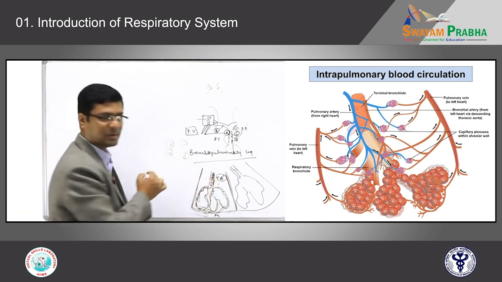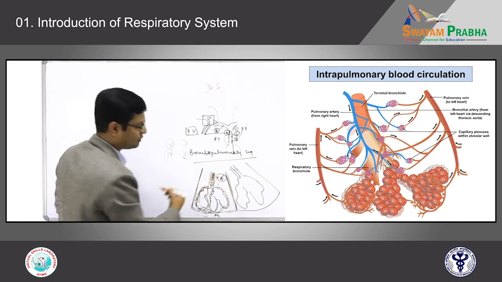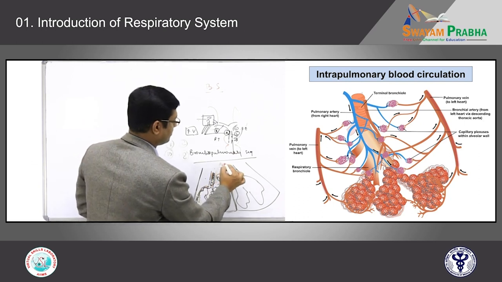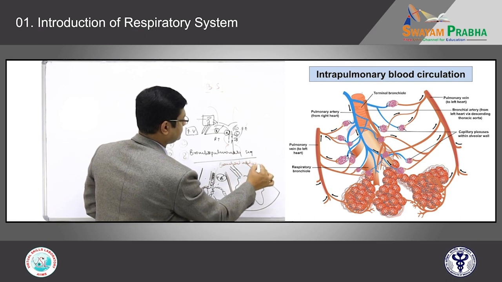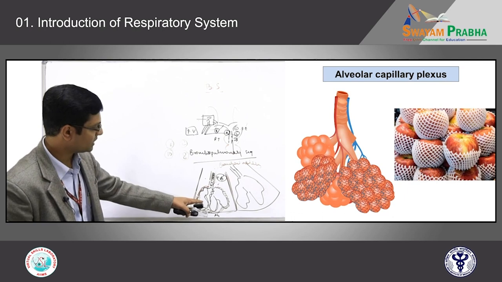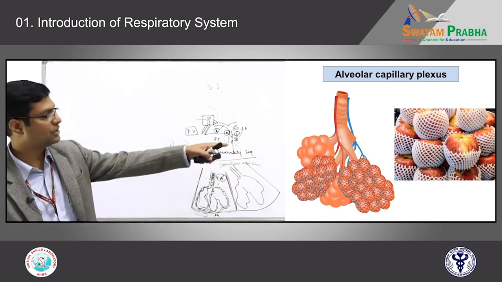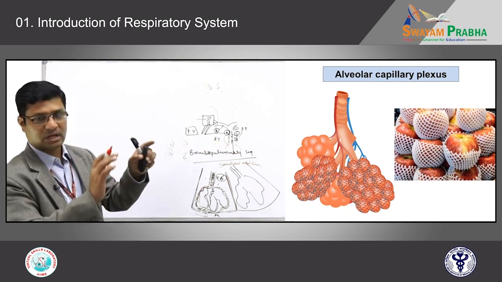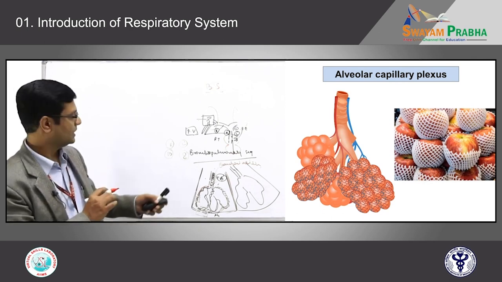Along with the branch of the pulmonary artery, we have one more small blood vessel. This is from the bronchial circulation, a branch from the bronchial artery. See how the plexus is formed around the periphery of this alveoli. It looks just like how you see in the market, each apple or some fruits covered with a net-like structure on the surface. It typically looks like that, right?